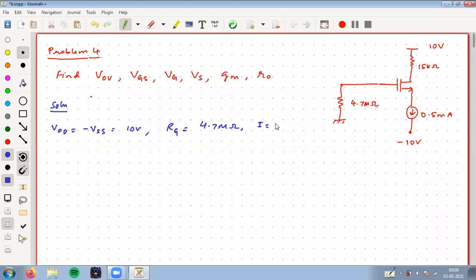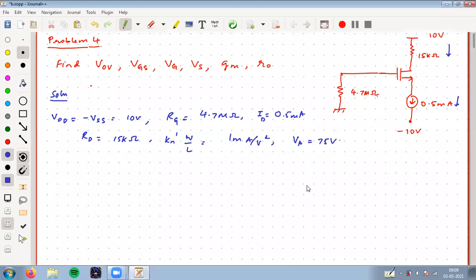I is 0.5 milliamps. Yeah, this I is the same as ID. Remember, the current flowing through this and the current flowing through this is the same. So ID is 0.5 milliamps and RD is 15 kilo ohms. Right? So I have to find VGS minus VT, VGS, VG, VS, gm, and r0. Also, another data I think is missing here, Kn prime W by L. That is 1 milliampere per volt square, and VA is 75 volts.